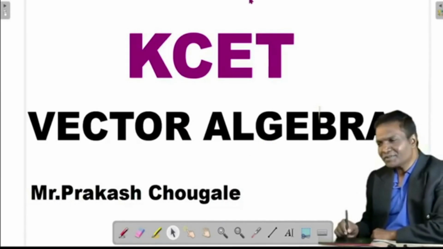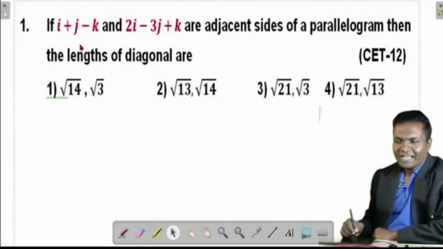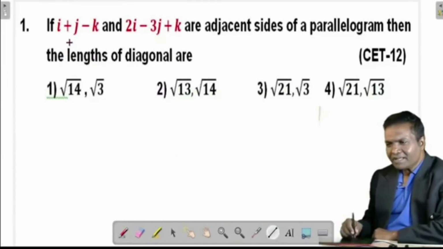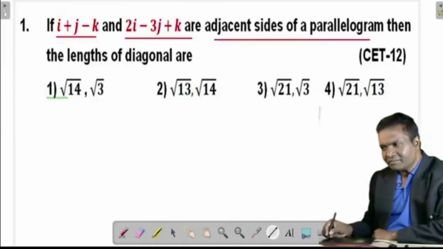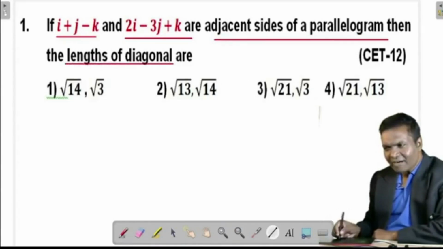So here is the first example. If i plus j minus k and vector 2i minus 3j plus k are adjacent sides of a parallelogram, then the lengths of diagonal are. Here you are asked lengths of diagonal.